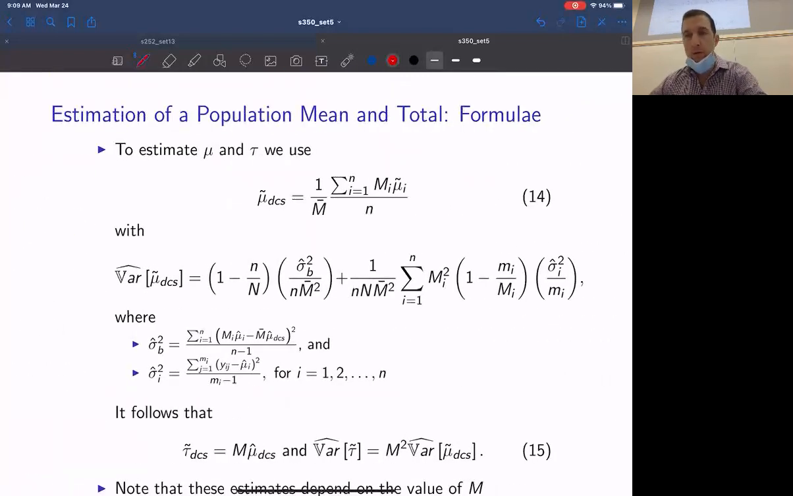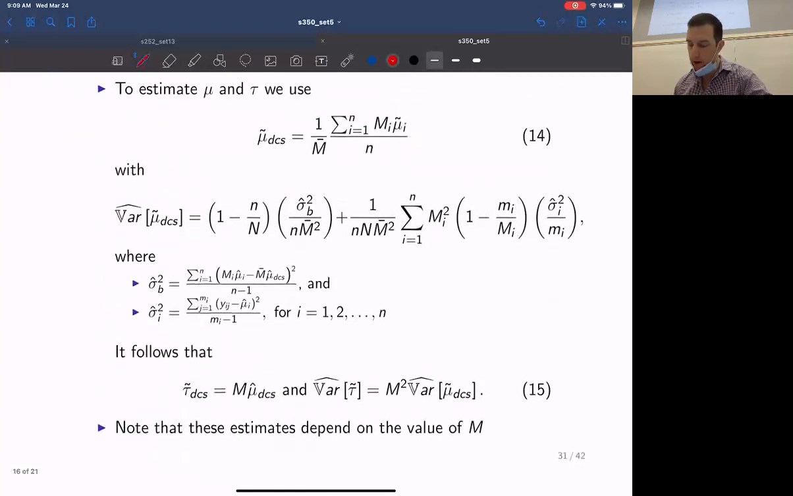All right, so if we are taking a two-stage cluster sampling approach, our goals are going to be the same as they have been for the other sampling approaches that we have discussed so far. So for example, if we wanted to estimate the population mean, we can use what I've called mu tilde subscript DCS, like double cluster sample. I guess I could have used mu tilde TCS. And this is going to be 1 over capital M bar multiplied by the sum from i equals 1 to the number of clusters of the cluster size times the estimate from the cluster divided by little n.